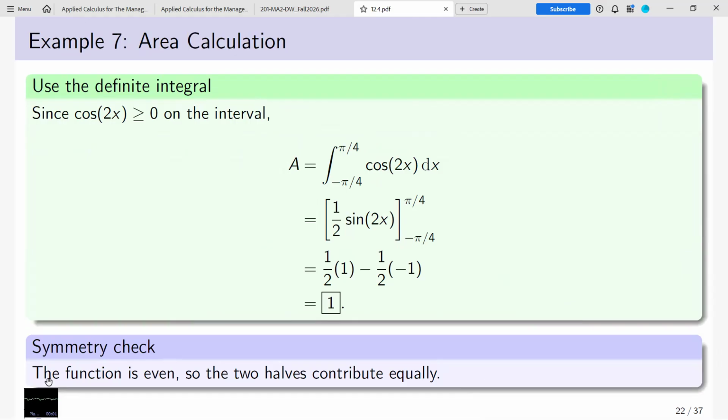The endpoint sine values are 1 and -1. Subtracting the lower value adds another 1/2, producing total area 1. Symmetry provides a useful visual check.